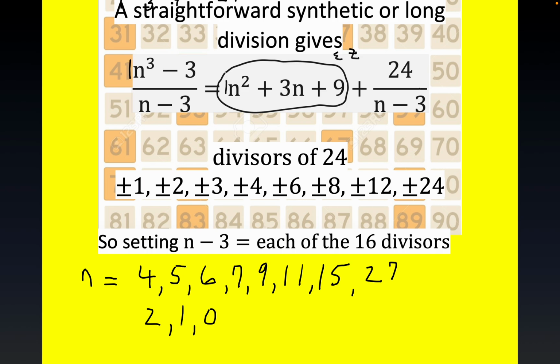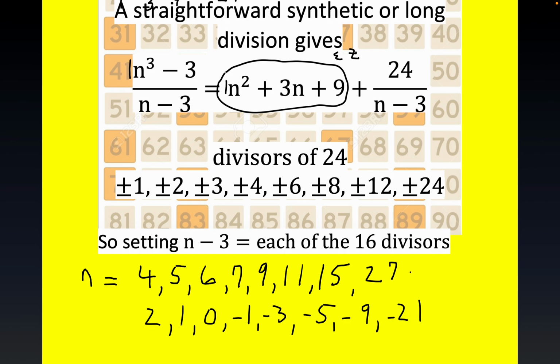Now we need to add 3 to -4. That's where we start getting some negatives. Again, I added 3 to -4. 3 to -6 is -3. 3 to -8 is -5. Add 3 to -12. What do you get? -9. And finally, 3 to -24, and you get -21.